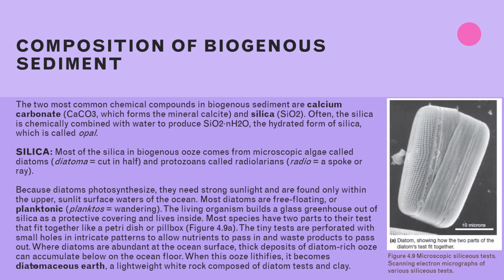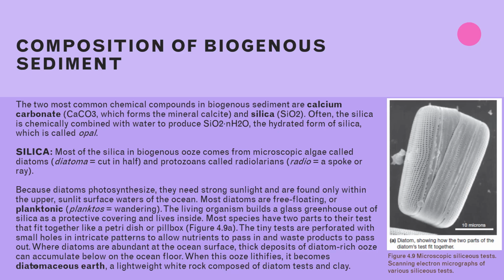So, the composition of biogenous sediment: the two most common chemical compounds in biogenous sediments are calcium carbonate, CaCO3, which forms the mineral calcite, and silica, SiO2. Often the silica is chemically combined with water to produce SiO2·nH2O, the hydrated form of silica, which is called opal, which is a gem variety of silica, predominantly used in jewelry and so on.